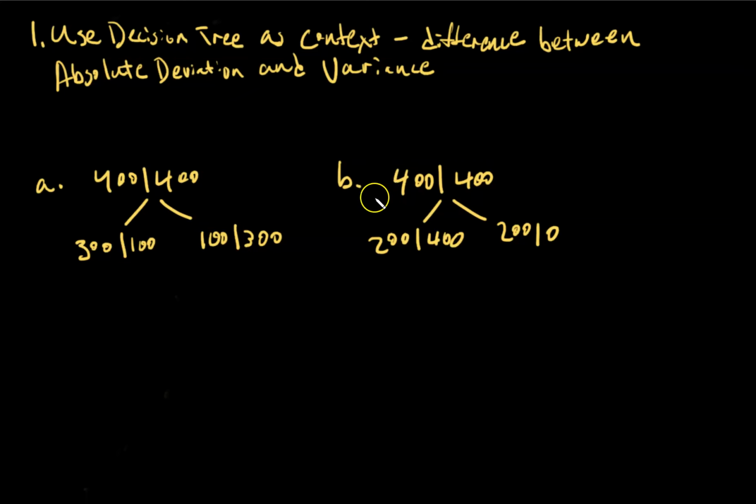In the second decision tree, we have the same starting point of the parent node, and when we do the resulting split, we have 200 from class 1 and 400 from class 2 in one child, and 200 from class 1 and 0 of class 2 in the other. Okay, so how would we evaluate what's called the error of these decision trees?